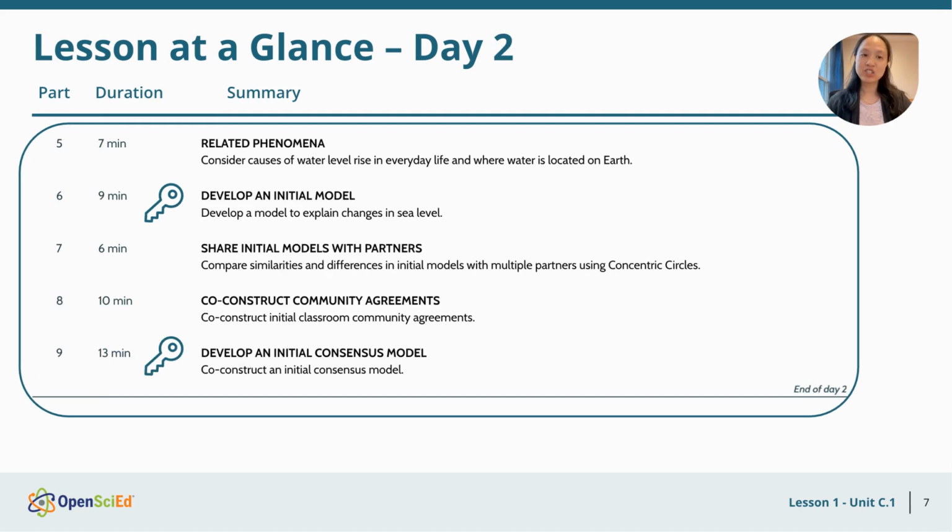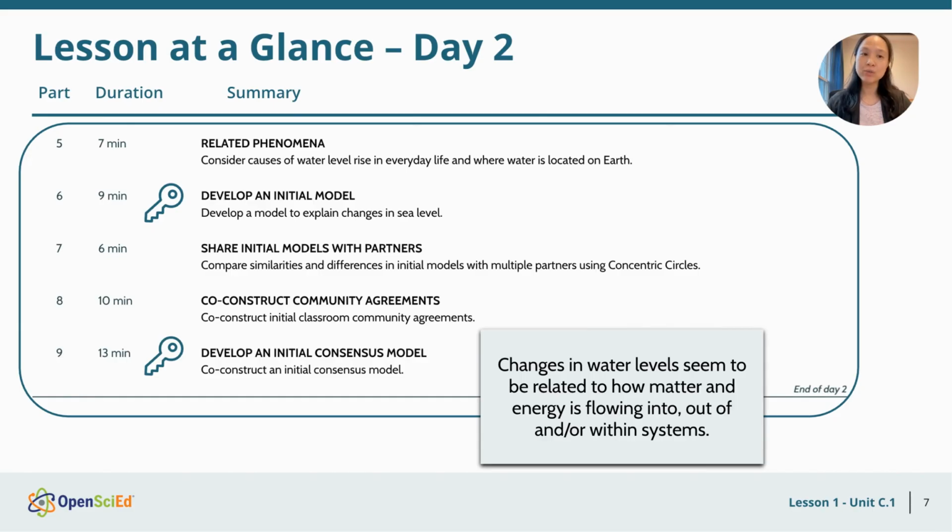In the second lesson chunk, students think about water level changes they have experienced or observed in their daily lives and start to think about matter changes and flows. As they develop the initial model to explain sea level rise, they consider how matter and energy is flowing into, out of, and/or within systems. They wonder whether melting polar ice, more precipitation, or even other competing ideas would cause sea level rise.